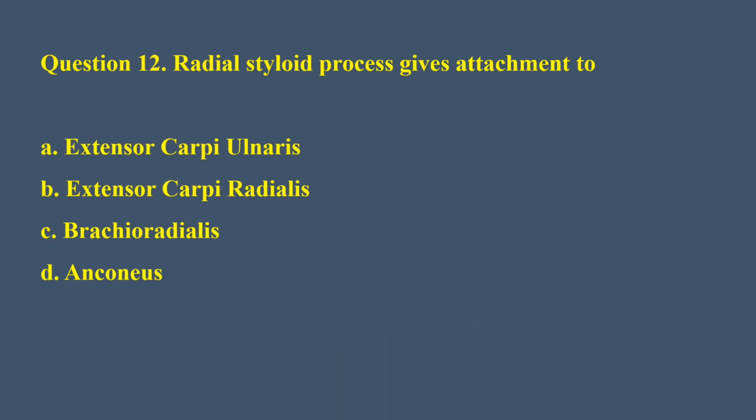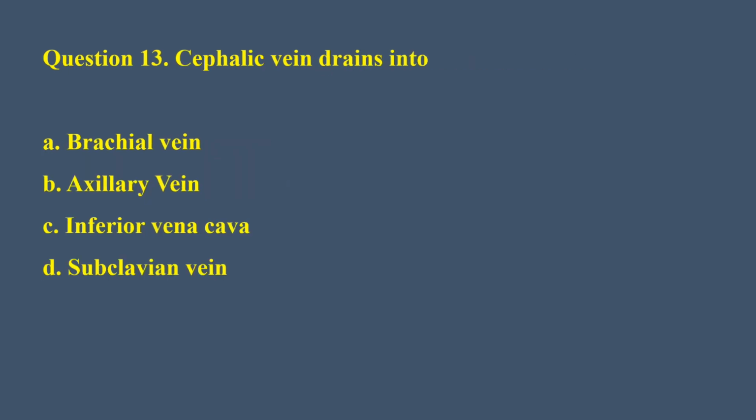Question 13. Cephalic vein drains into A. Brachial vein, B. Axillary vein, C. Inferior vena cava, D. Subclavian vein. Answer is B. Axillary vein.